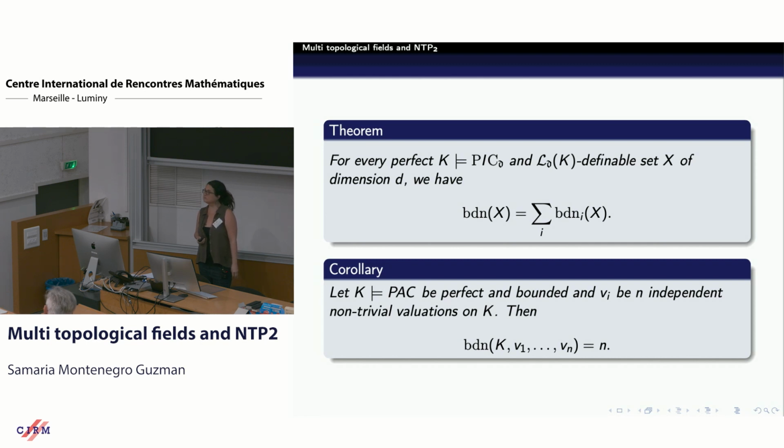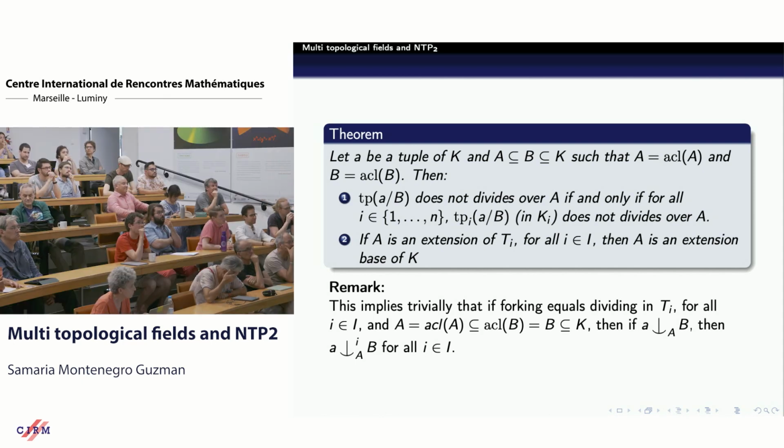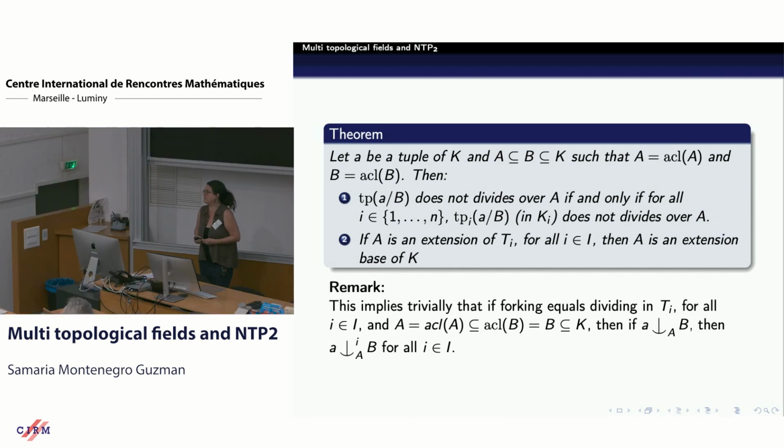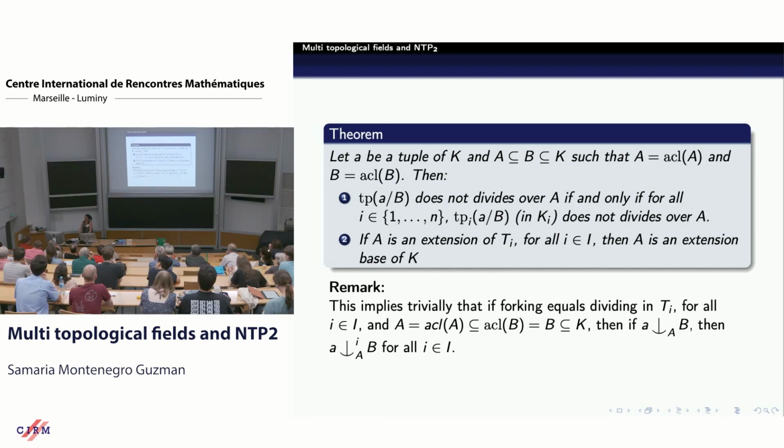So Sami, what about forking if forking is not equal to dividing? You said it in the remark, right? So the remark says that if in Ti. Yeah, but if it's not, I mean, in general. I don't know. When you have parameters outside, it's kind of messy to be sure to have the good parameters in the field. So yeah, I don't know.